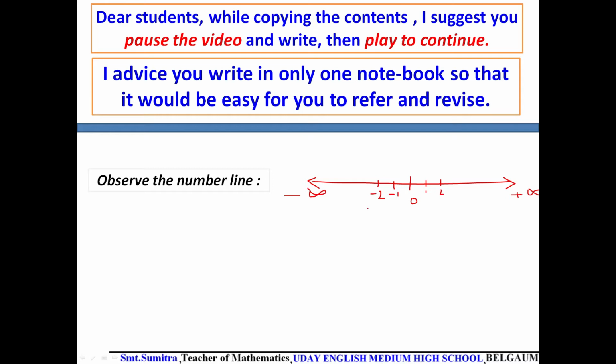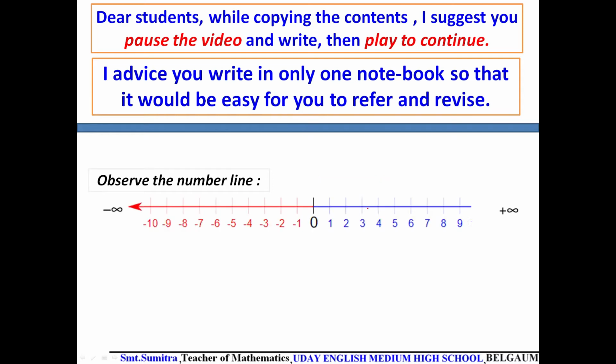I'll draw again. You please draw neatly. You see this picture. This is the number line, minus infinity to plus infinity, and we see positive integers on the right side of 0, and negative integers on the left side of 0.